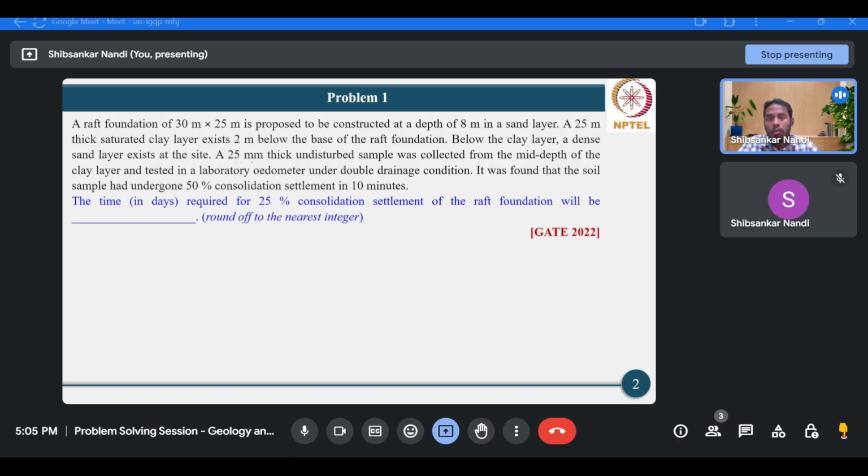Now, a 25 mm thick undisturbed sample was collected from the mid-depth of the clay layer and tested in a laboratory odometer under double drainage condition. It was found that the soil sample had undergone 50% consolidation settlement in 10 minutes. Therefore, the time required for 25% consolidation settlement of the raft foundation will be.